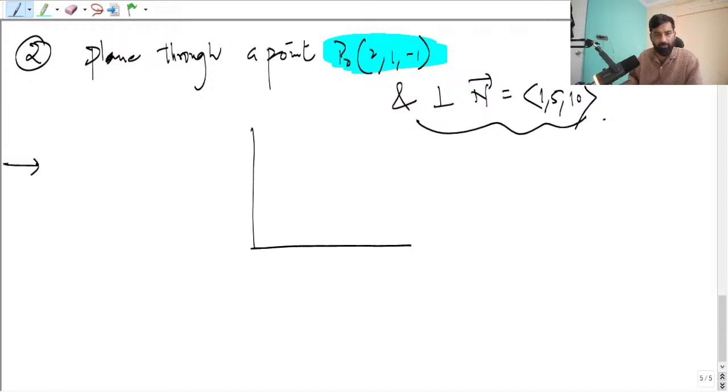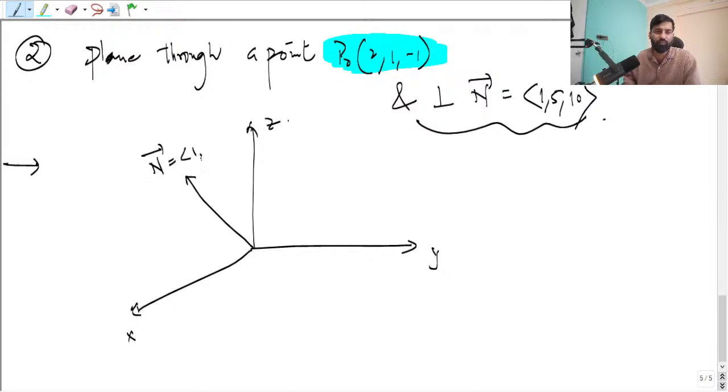Let me draw. This is x, this is y, and this is z. We say that this normal vector is n, and this n is going to be (1, 5, 10). So this is the normal vector, right? It is perpendicular to a plane. It is going to be perpendicular to both planes, whether the plane passes through the origin or does not pass through the origin. That's what we have to make sure.